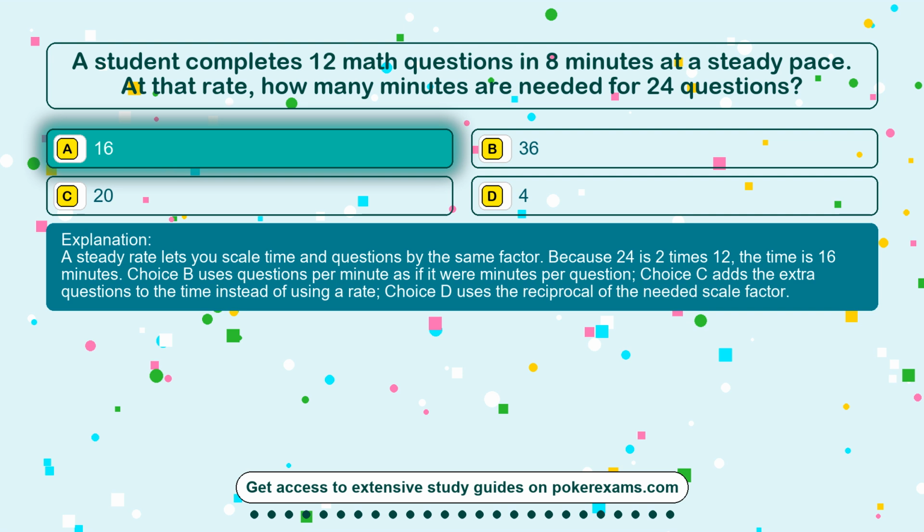Choice B uses questions per minute as if it were minutes per question. Choice C adds the extra questions to the time instead of using a rate. Choice D uses the reciprocal of the needed scale factor.